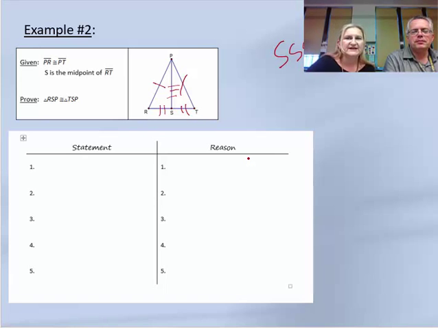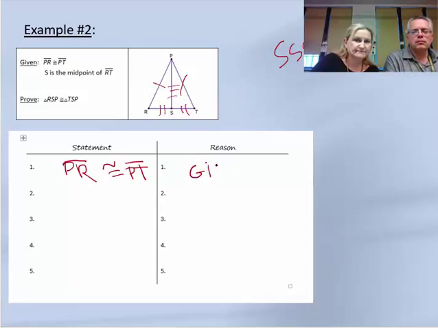Okay? So let's start with the easy part. Let's list the given information. Side PR is congruent to side PT. So this is given. I also have another piece of information given which says S is the midpoint. Let's just put midpoint. So this is also given.